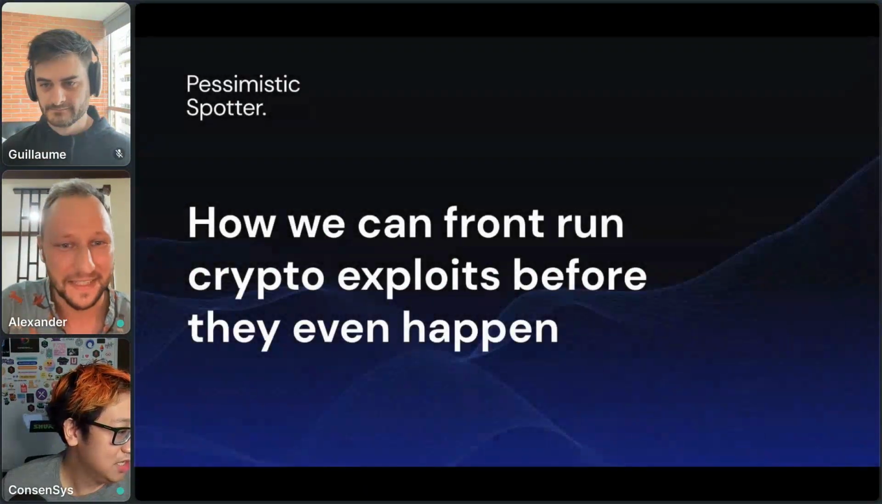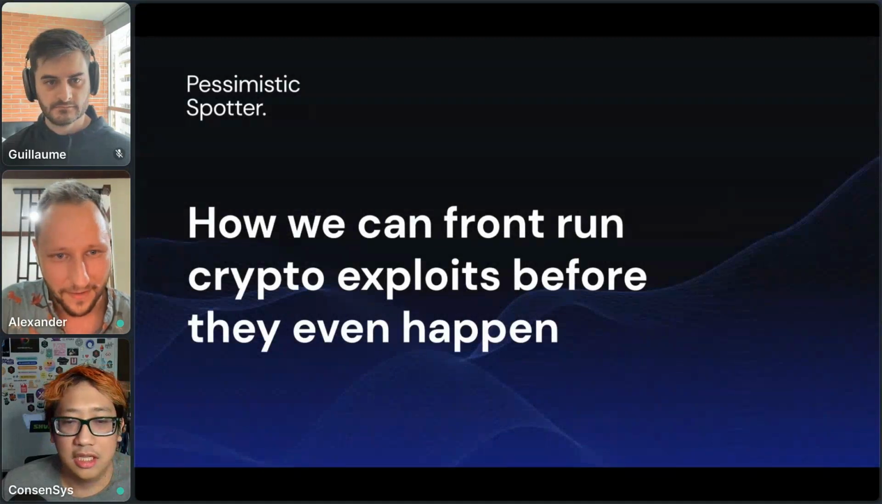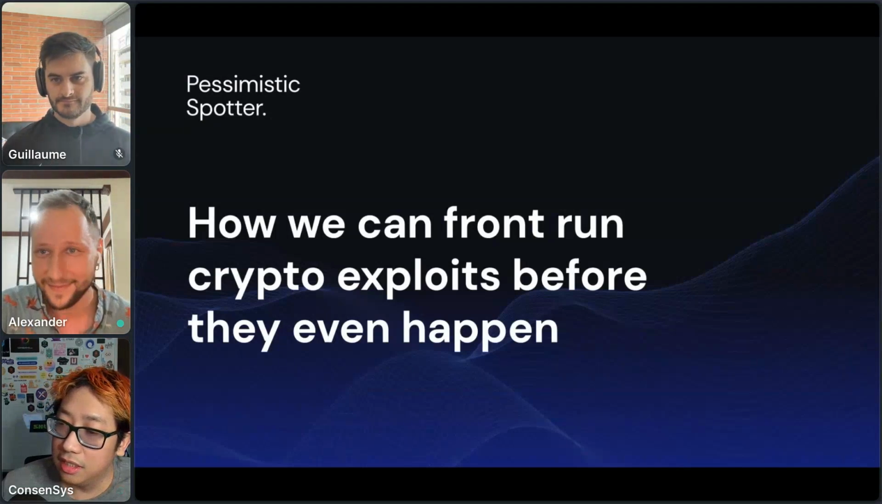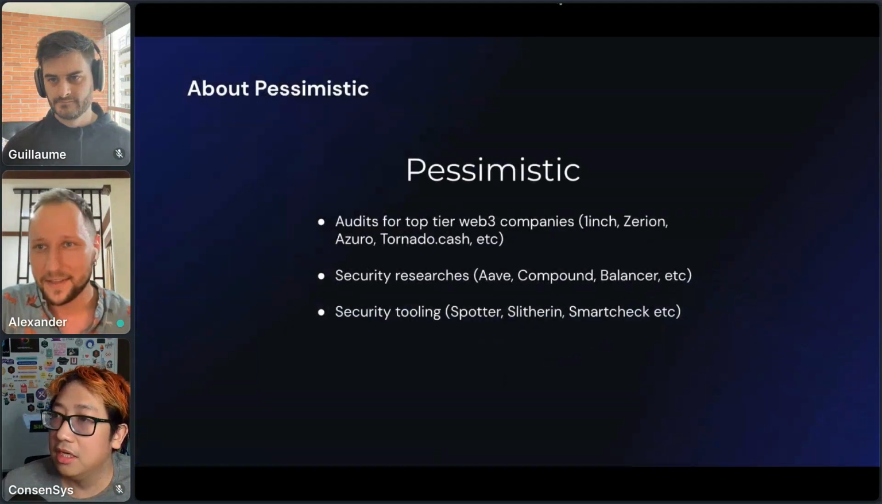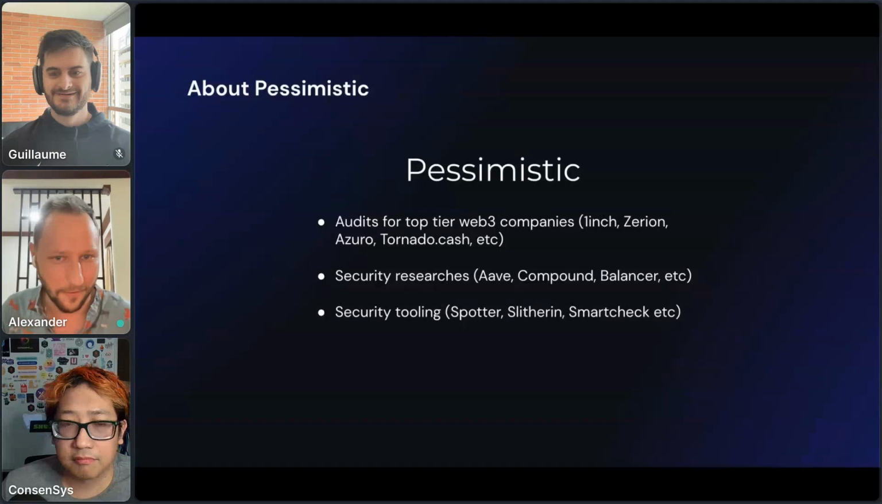Okay, so let me tell you how we can front-run crypto exploits before they happen. To start with, I will use the first slide to shield my team. So I'm the CEO of Pessimistic.